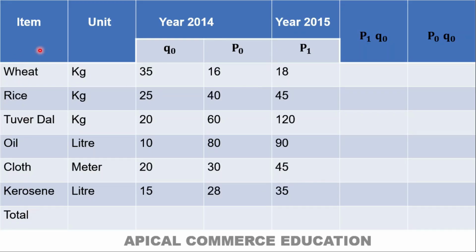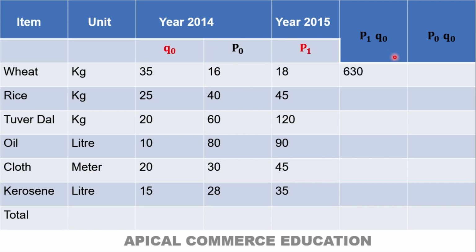So we will write down the details given in the question. Items are given in the question along with their units. They are given as Q0, P0 and P1. We have just taken down the details mentioned in the question. Once again, I will repeat, we have converted this price of quintal into kg. So the unit over here becomes kg. So now as per our formula, we require sigma P1 Q0 and sigma P0 Q0. So let's calculate first sigma P1 Q0.